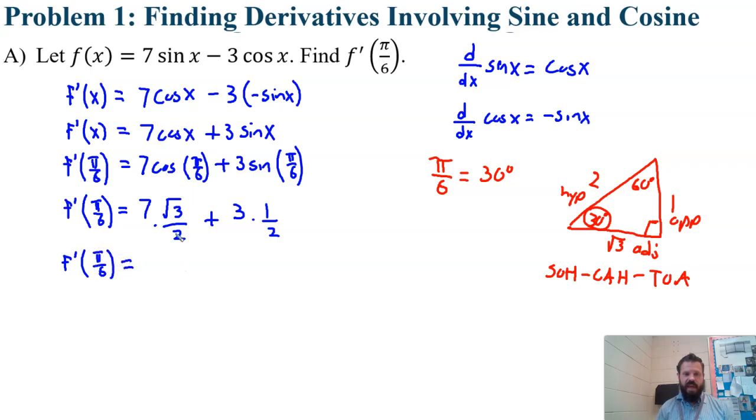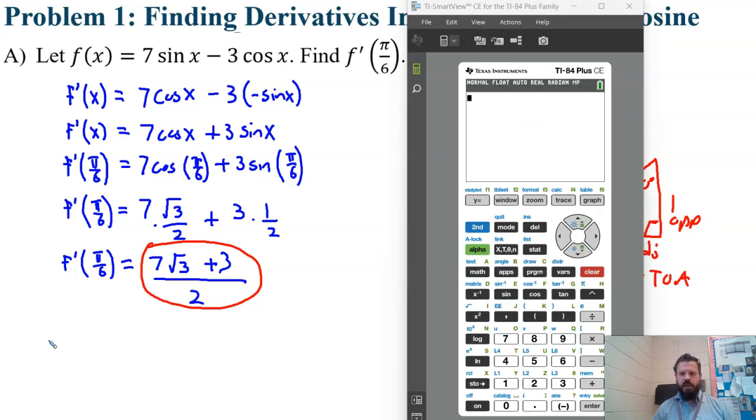Which we can rewrite. We have a common denominator here, so I can just combine everything in my numerators. We could say (7 root 3 plus 3) all over 2. All right, I'm going to say that's my exact answer. That's the way this would show up on a multiple choice part of an AP exam. So this would be the exact answer.